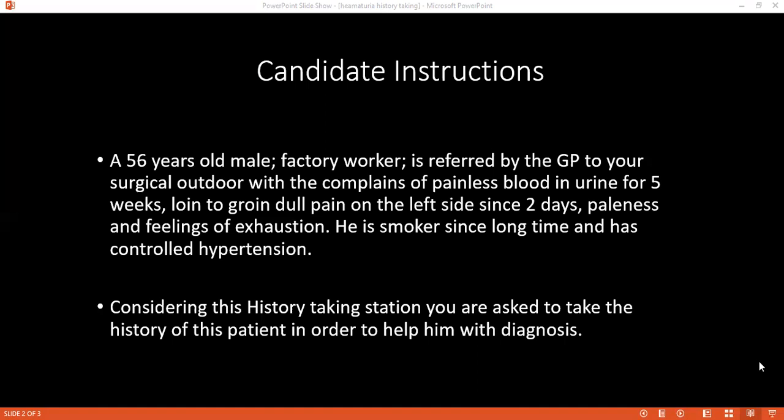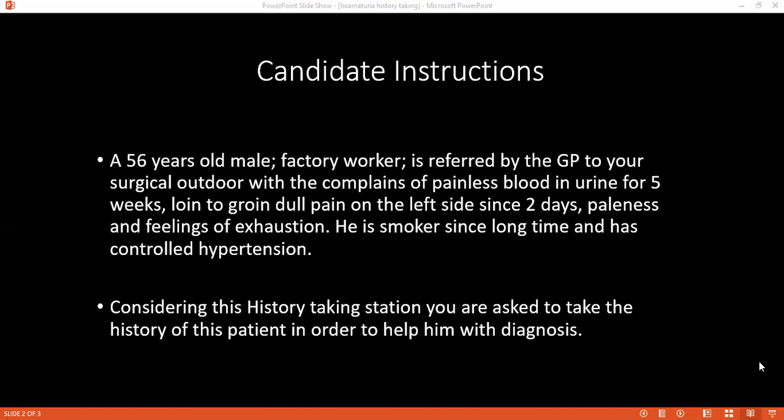Okay. You're a factory worker. Which work do you do in the factory specifically? We are coloring cloths, some dye working in the factory. But I do not know the names of the dyes and chemicals. You don't know the dyes. For how long, sir? I'm working for the last 15 years.